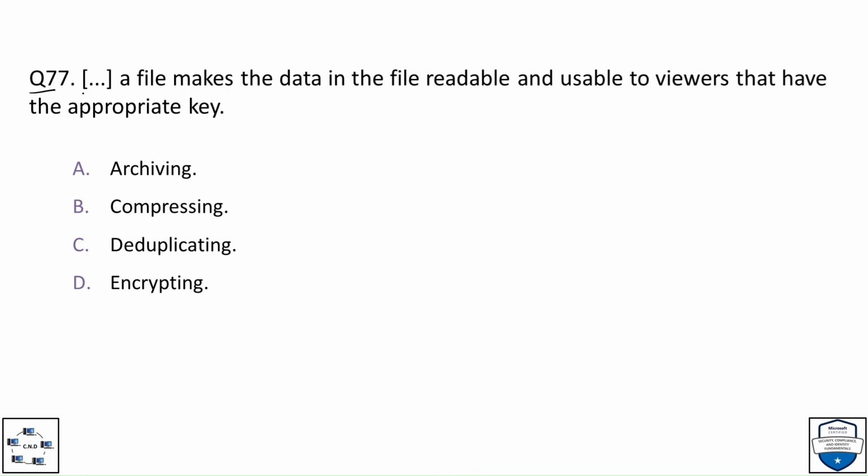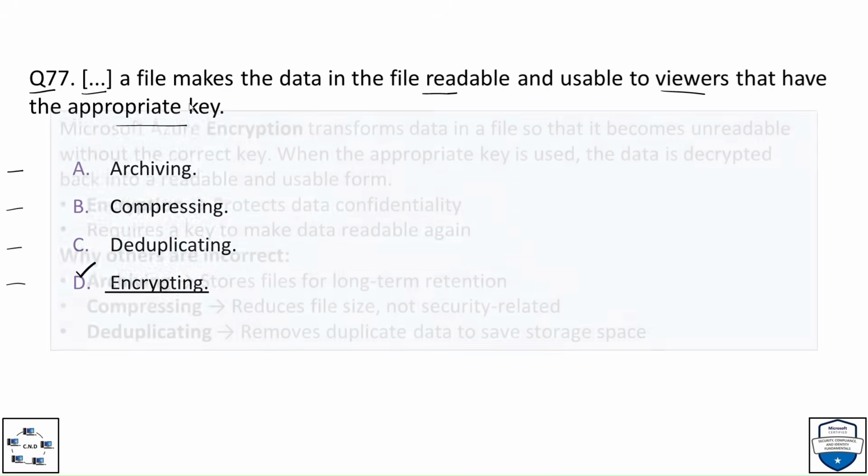Question number 77. Blank space a file makes the data in the file readable and usable to viewers that have the appropriate key. Option A, archiving. Option B, compressing. Option C, deduplicating. And option D, encrypting. And the correct option is option D, encrypting. So encrypting a file makes the data in the file readable and usable to viewers that have the appropriate key, that is the decryption key.